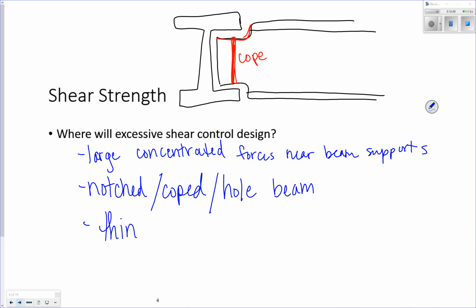If I have a thin web, what do you normally think of when you think of something being thin? Like long and skinny columns, that usually leads to buckling. So a thin web might have some buckling going on, some shear buckling. So we have to keep that in mind. And then we also need to keep in mind what type of connection it is.